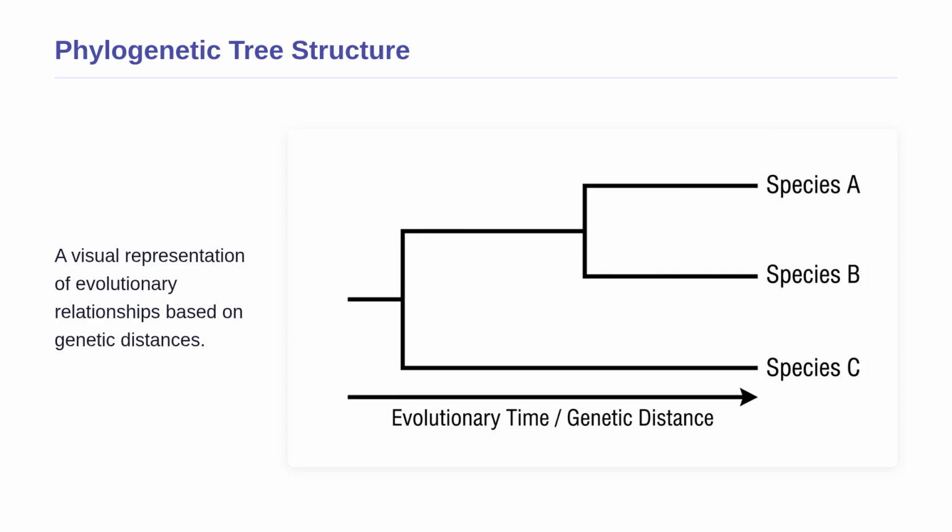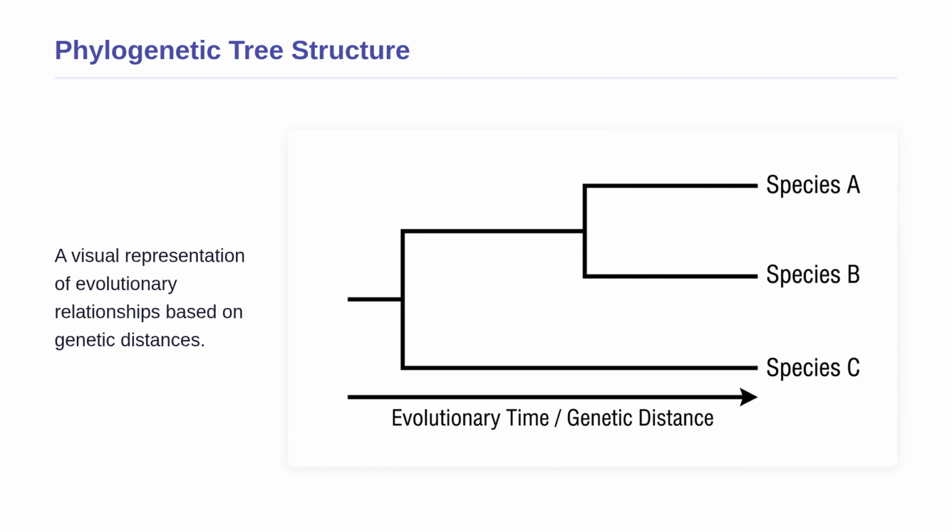Now that we have calculated these genetic distances, let us visualize what they actually build. You are looking at a simple phylogenetic tree diagram. On the right side, you see the tips of the branches, labeled species A, species B, and species C. These represent the organisms as they exist today.